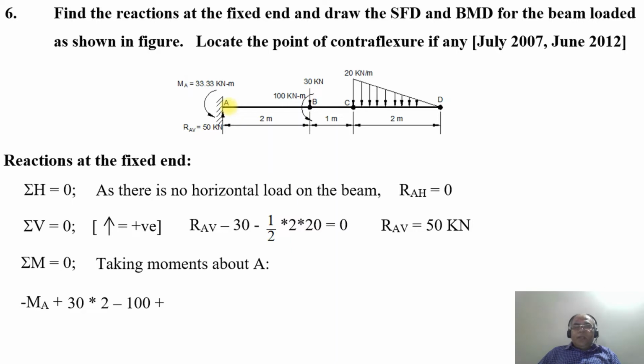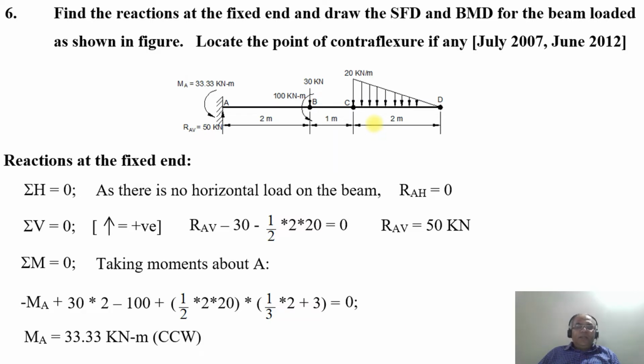plus half into 2 into 20, the area of the triangle, into the distance of the center of gravity, which is 1 by 3 into the span from the bigger end, that is 1 by 3 into 2, and the distance with respect to A will be 1 by 3 into 2 plus 3. This is the distance of the center of gravity from the bigger end to the fixed end A. On simplification, MA will be equal to 33.33 kilonewton meter in the counterclockwise direction.